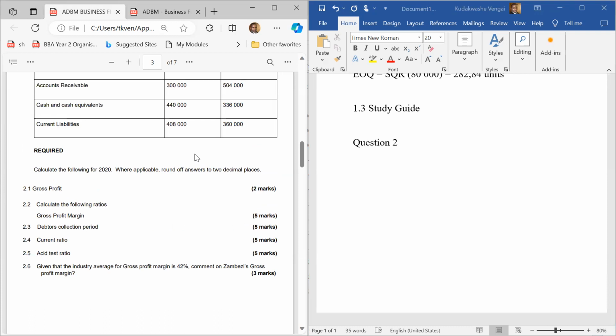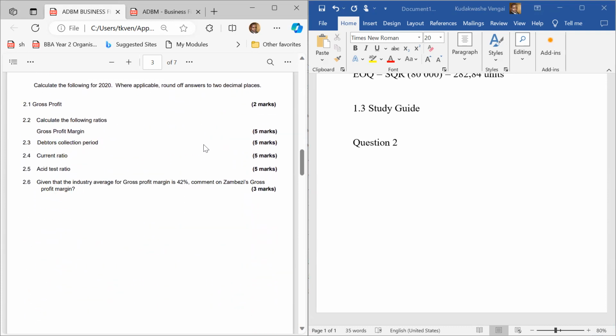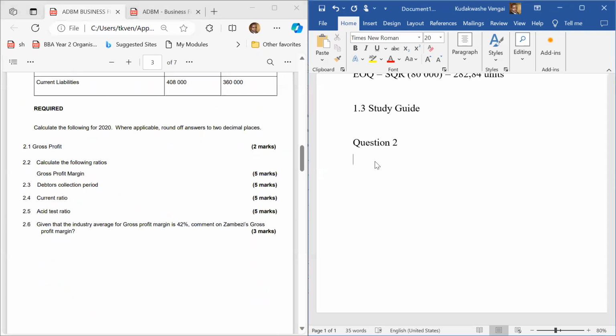So these were like 3 marks. If it had said calculate and comment on the ratios, then yes, it would have been difficult. But it's just saying calculate the ratios, where applicable round to 2 decimal places. So it's just 5 marks for calculation. So again, with ratios, like I said, these are in your study guide. You don't need to really worry much about it.